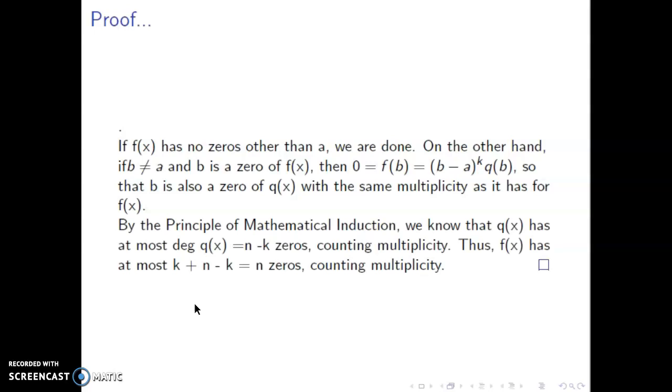By the principle of mathematical induction, we know that q of x has at most n minus k zeros counting multiplicity. Therefore, f of x has at most k plus n minus k, which is equal to n zeros counting multiplicity.